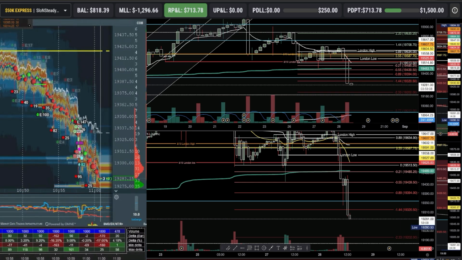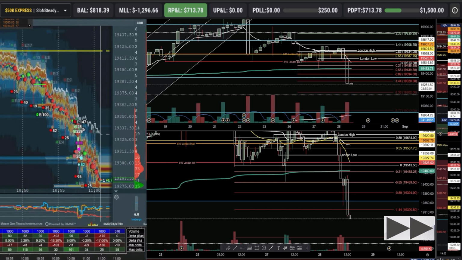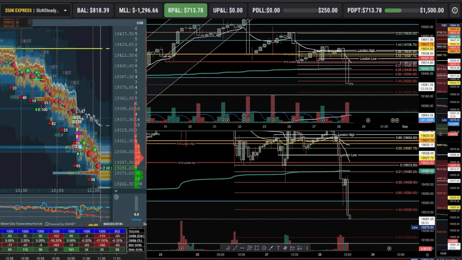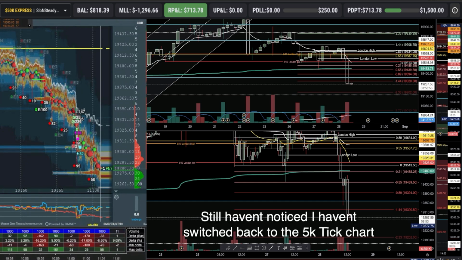I'm not going to chase this though, folks. Really just trying to see the measured move play out. So far it's been pretty great.